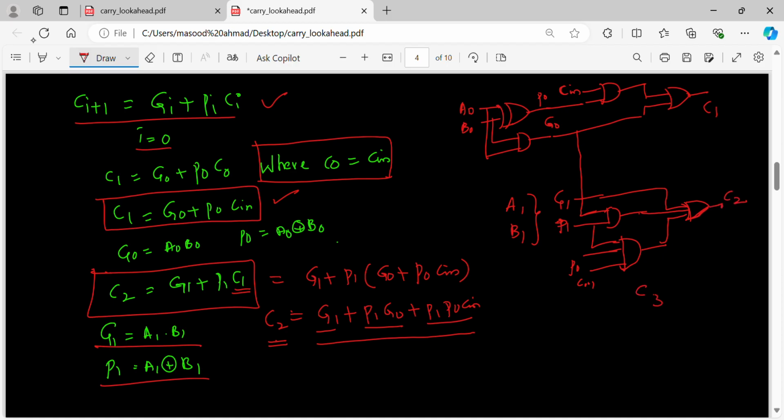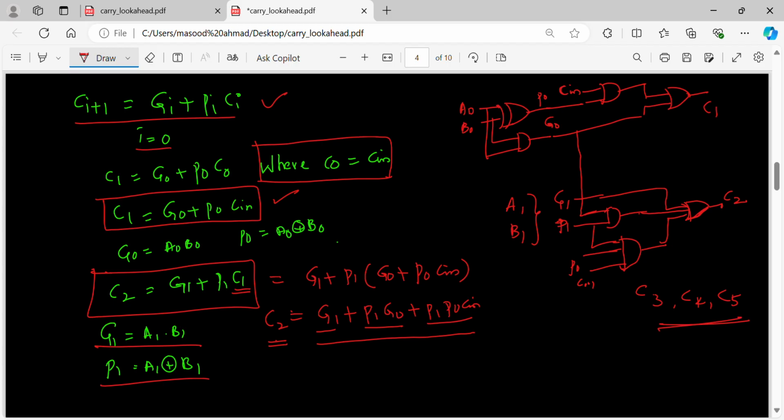Similarly, I can calculate C3. Similarly, I can calculate C4, C5, whatever is required based on your circuit. Let's suppose I have this C1, C2, C3 along with Cin, C0. What we try to do is get the carry look ahead adder circuit. Now, from the known values of carry C1, C2, C3, we can calculate sum 1, sum 2, sum 3, sum 4.